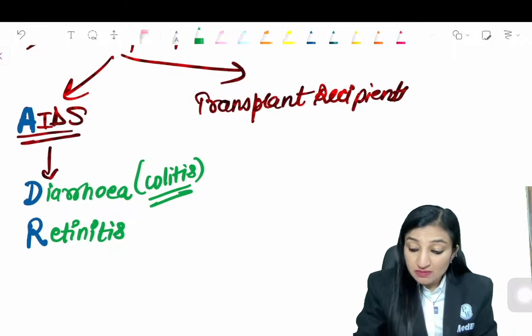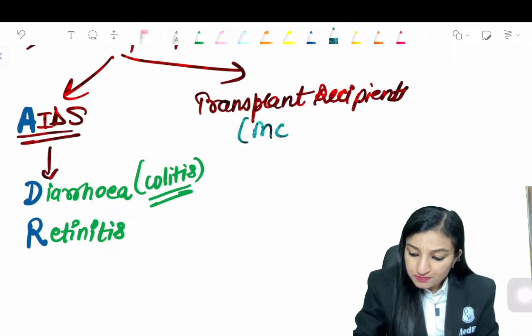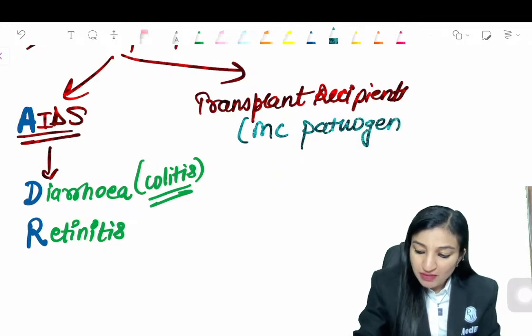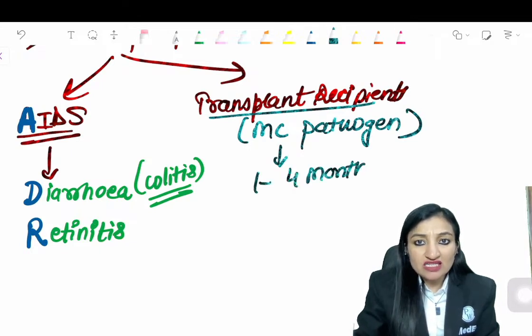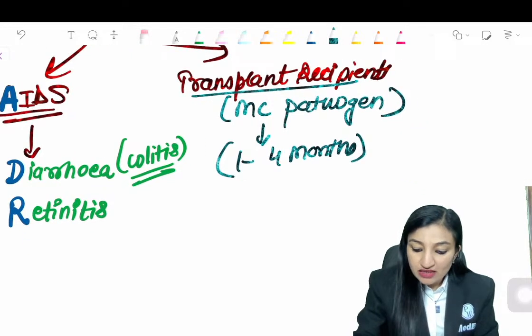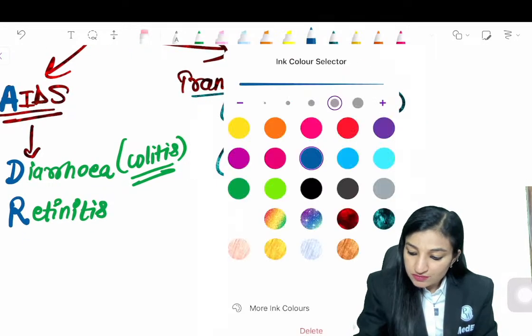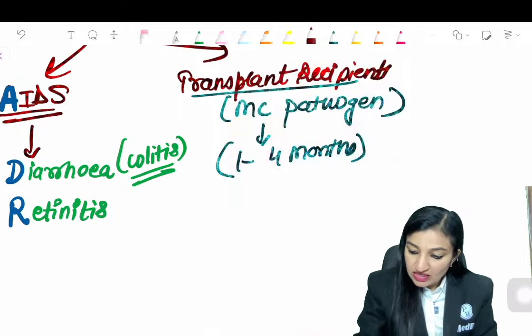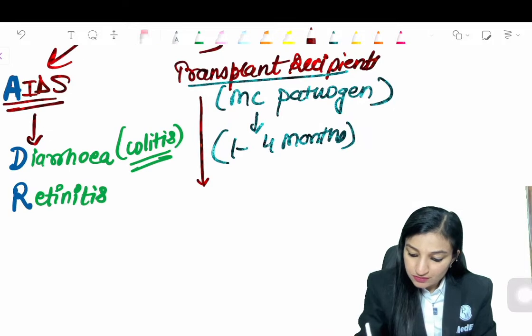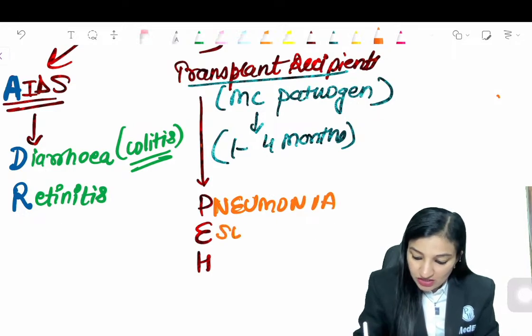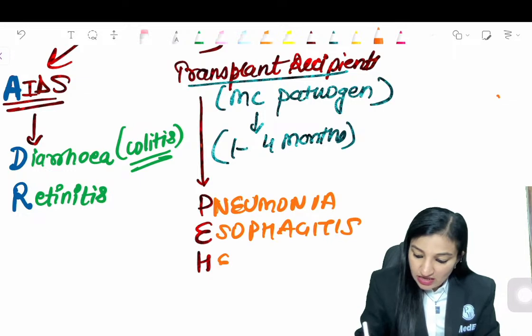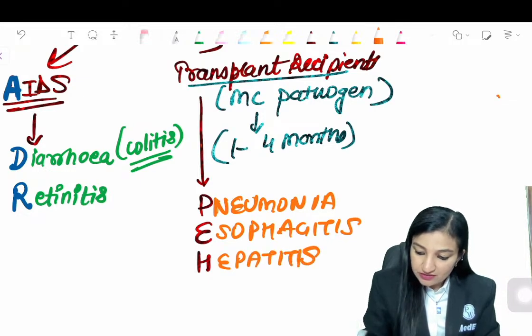And in transplant recipients, remember, this virus is the most common pathogen in transplant recipients, and usually the infection occurs 1 to 4 months after transplant. This itself is an MCQ. And in transplant recipients, what does it cause? It is going to cause, remember, PEH, that is pneumonia, esophagitis, and hepatitis.